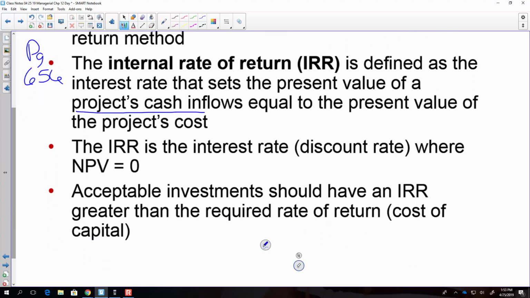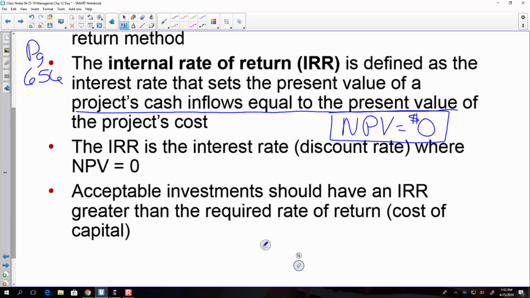It's when our project cash flows equal the present value. In other words, the internal rate of return will give us a net present value of 0. That's what you need to know for the exam. When the project's flows equal the cost of the project, or in other words, when the net present value is 0.